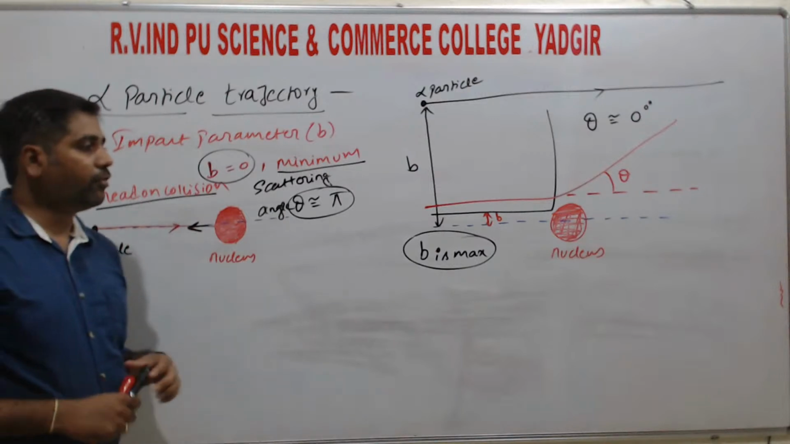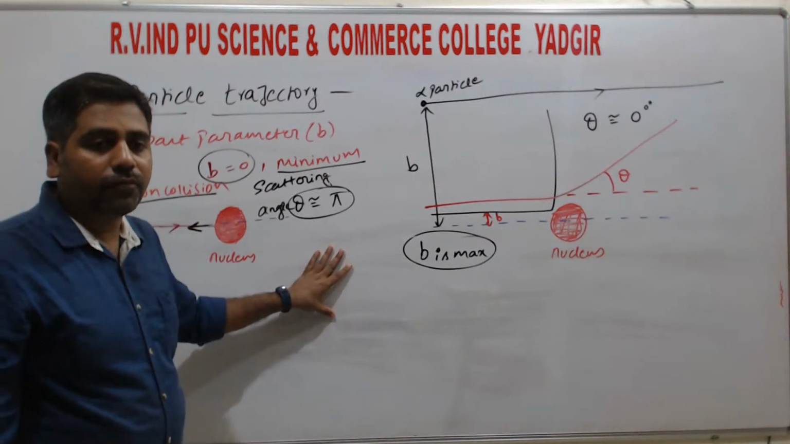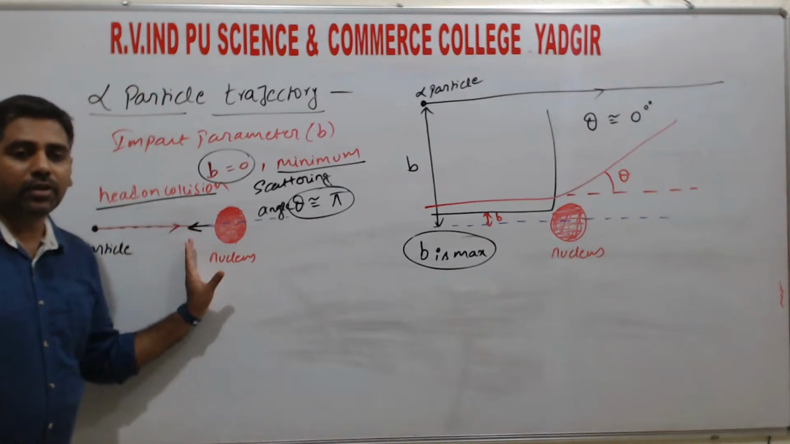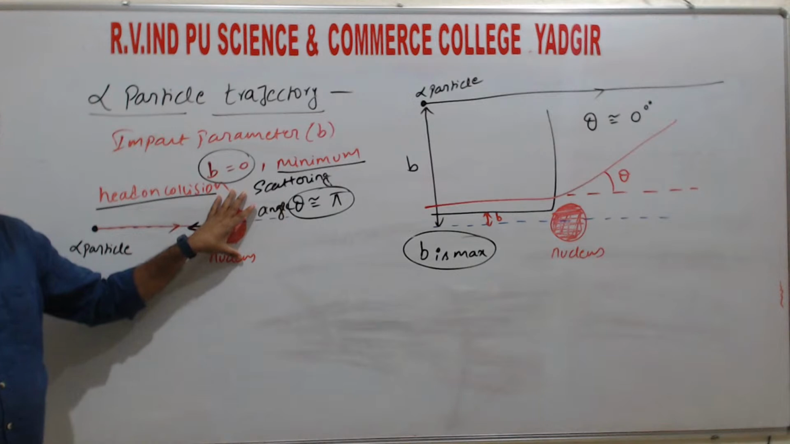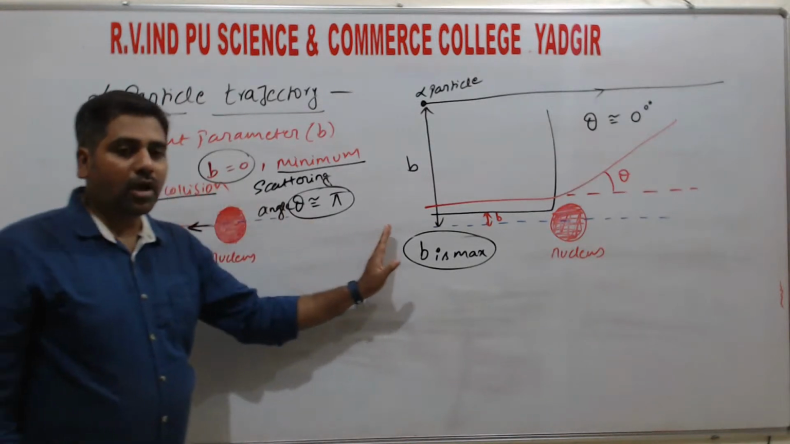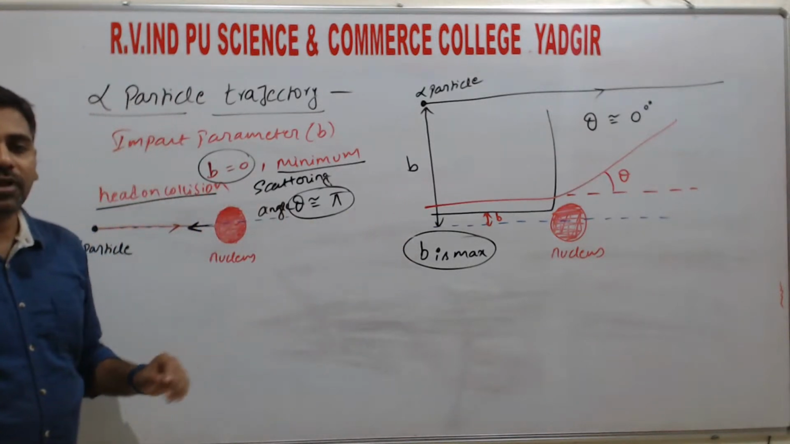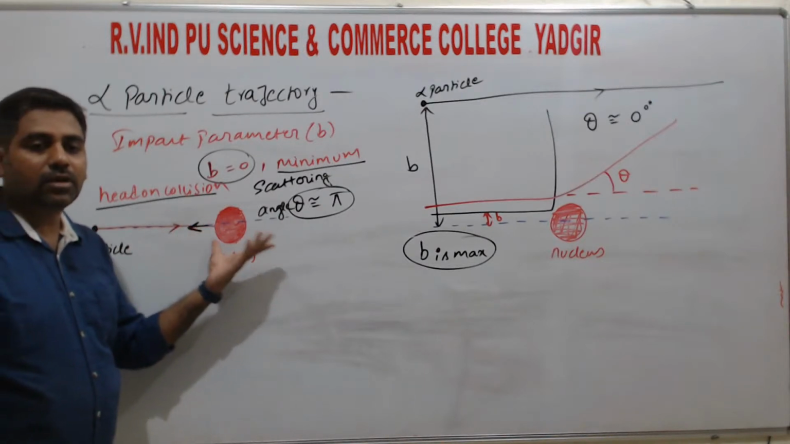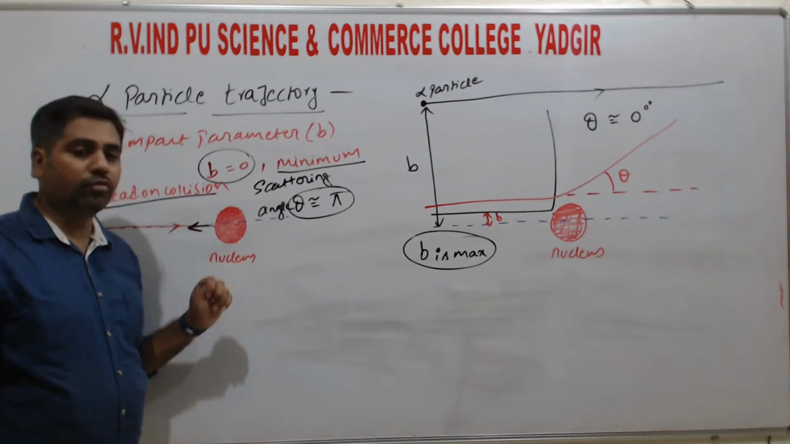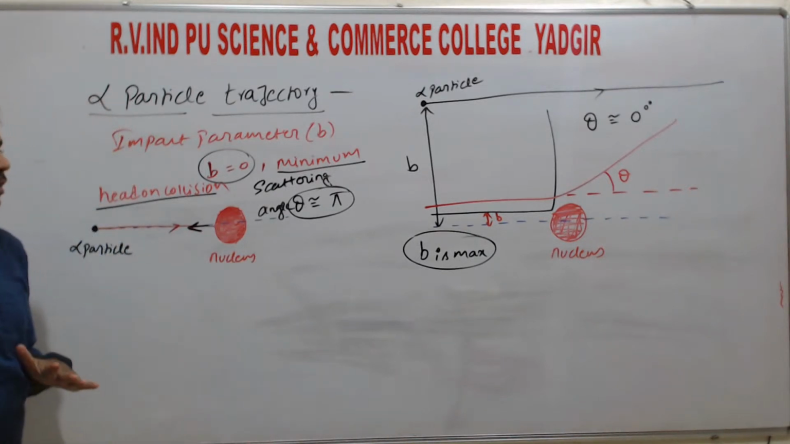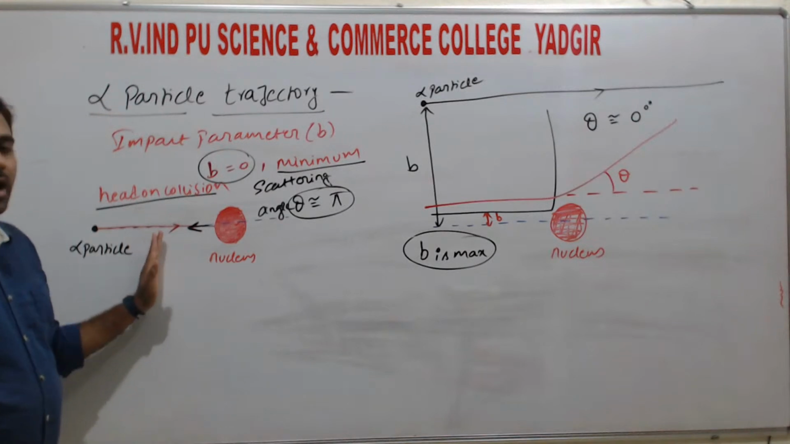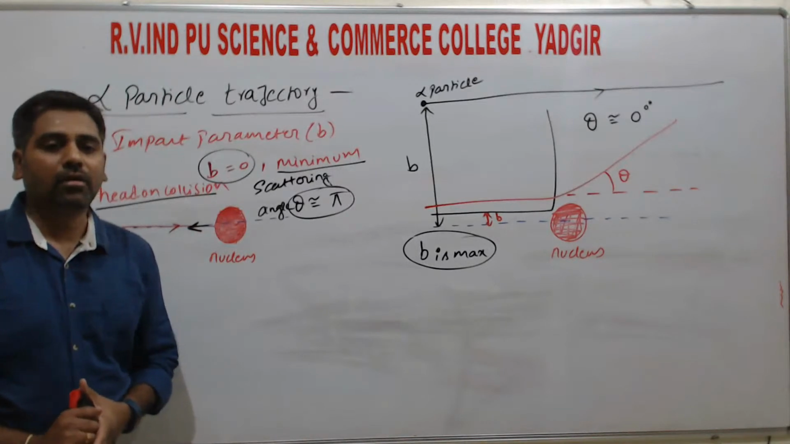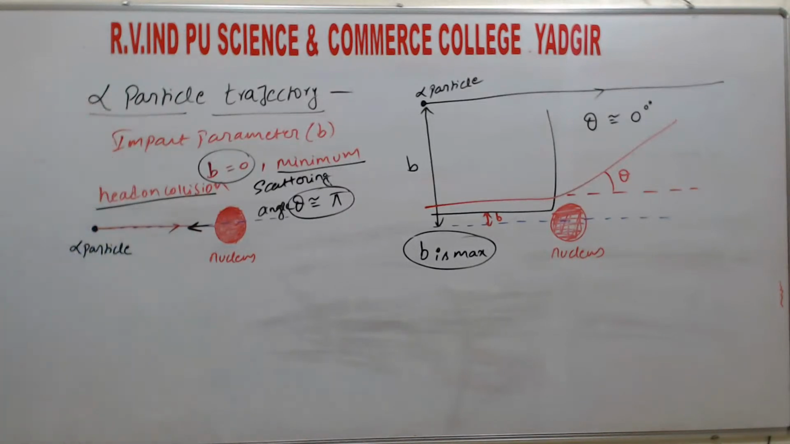So in the next class we will discuss the radius of the electron orbit. Until now we studied the nucleus, the trajectory of the alpha particle, the repulsive force of the nucleus and the minimum distance of least approach of the alpha particles towards the nucleus, right? So this is about the alpha particle trajectory. In the next class, we will continue with the electron orbit. Thank you.